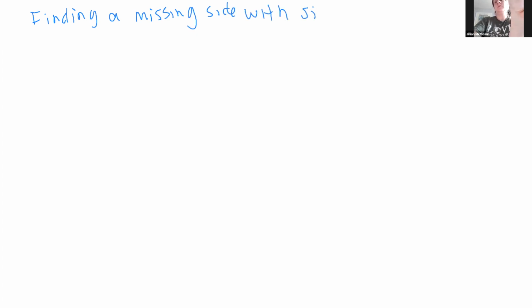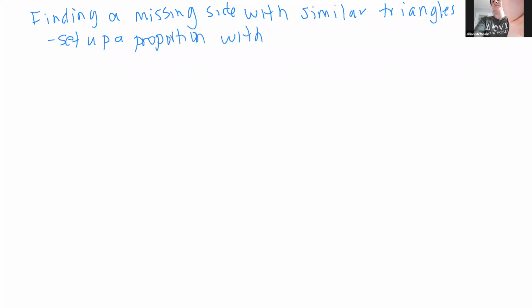All right. So the last thing I really want to look at is finding a missing side with similar triangles. You do a lot of this in your Ed Ready, so make sure you understand this concept. Basically, what you want to do is set up a proportion with two sets of corresponding sides.